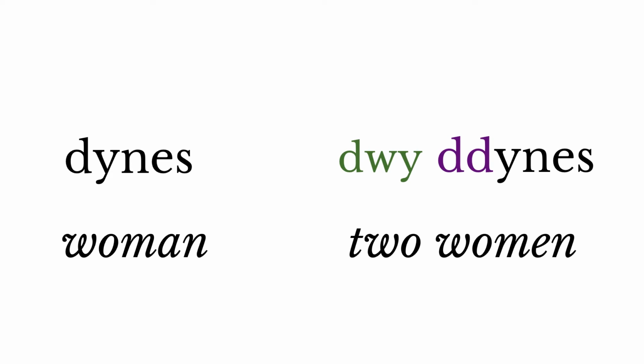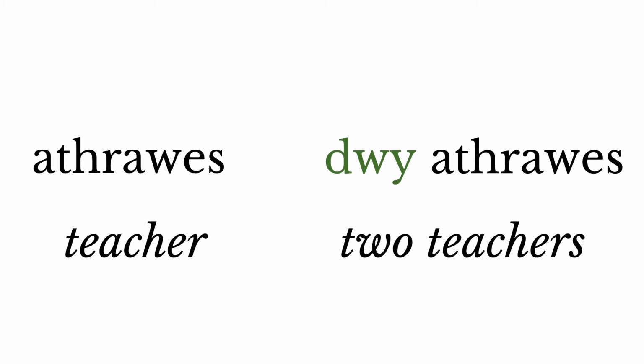Let's try another one. Dynes, a woman. Dwy ddynes, 2 women. Here we have our feminine form of the number 2, dwy, and our mutation from dynes to ddynes. Dwy ddynes, 2 women. Now, sometimes we need a feminine number 2, dwy, but we don't need to mutate because the word we are numbering, in this case athrawes, a teacher, doesn't begin with a letter in the mutation list, the mutation table. So athrawes then is dwy athrawes, 2 teachers. It's worth noting here that we distinguish between a female teacher and a male teacher in Welsh. Athro for a male teacher, and that would be dau athro, and athrawes, a female teacher, dwy athrawes.